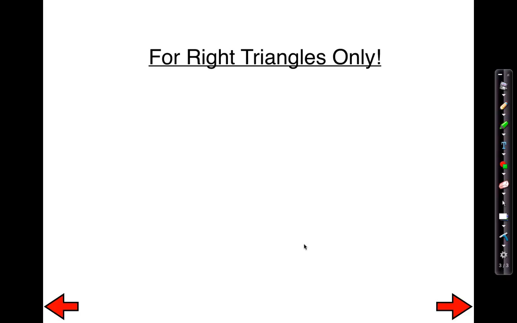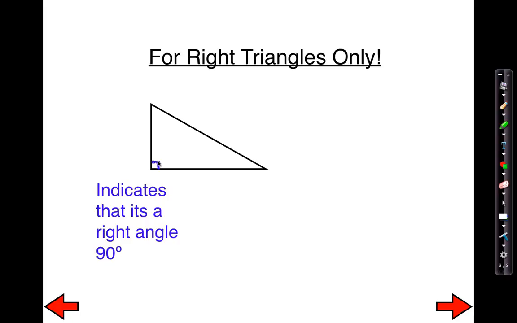Now, the Pythagorean theorem only works for right triangles, and it's very important that you understand that. Okay, so here, notice this triangle has a little square at the corner of it. This notation tells me that we have a right triangle. So whenever you see this symbol, you know for a fact that it is a right angle. So in this case, it's going to be a right triangle.